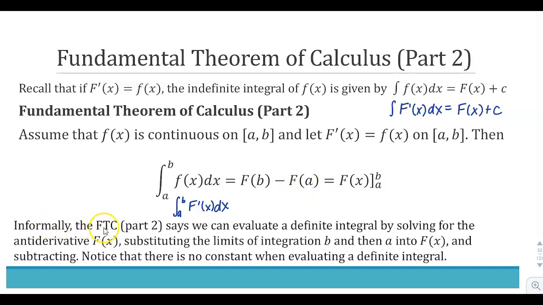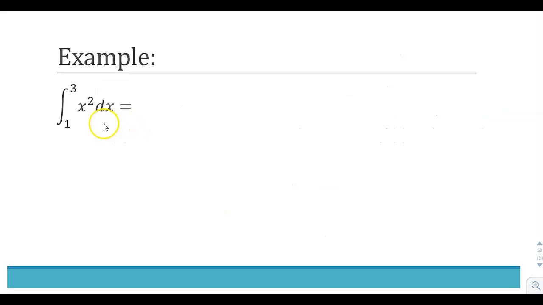So informally, the Fundamental Theorem of Calculus Part 2 says we can evaluate a definite integral by solving for the antiderivative, F of x, substituting in the limits of integration b and then a, and subtracting. Notice there is no constant when evaluating a definite integral because the answer is a number. That number represents the area under the curve f of x from a to b. So this theorem is a tool for finding the exact area under the curve using the notion of antiderivatives. Alright, let's jump into an example.